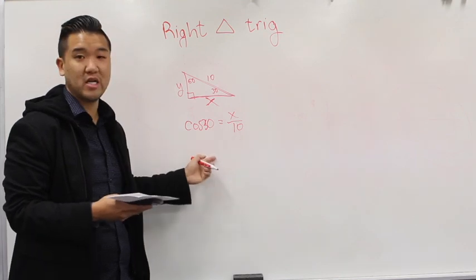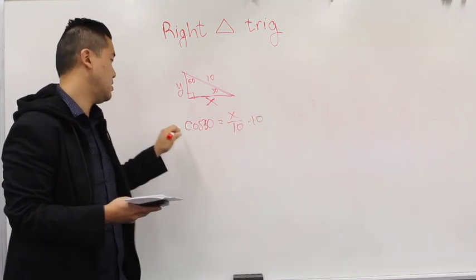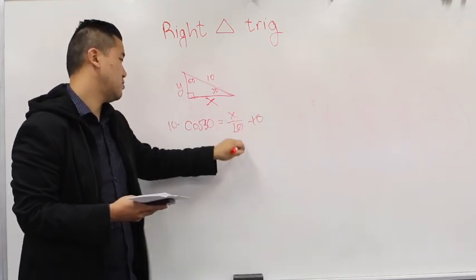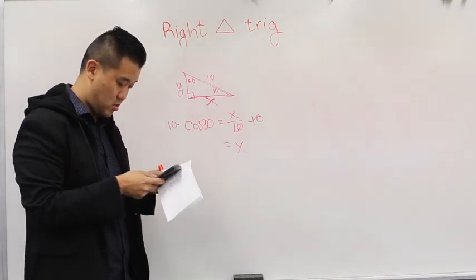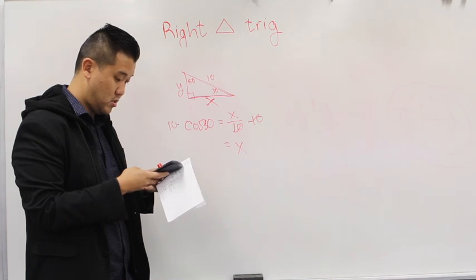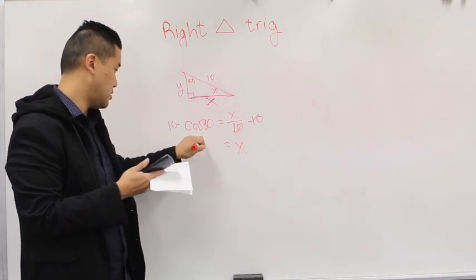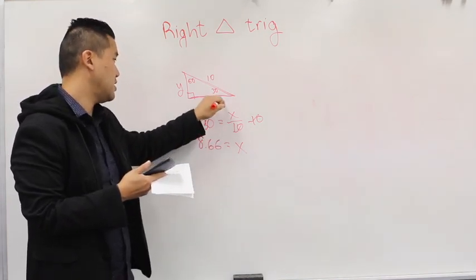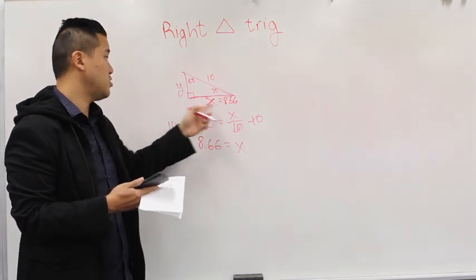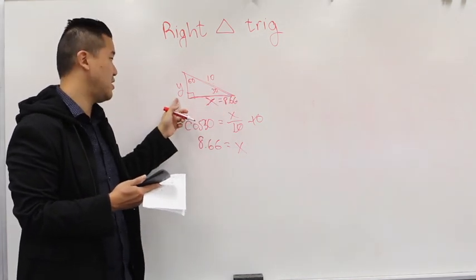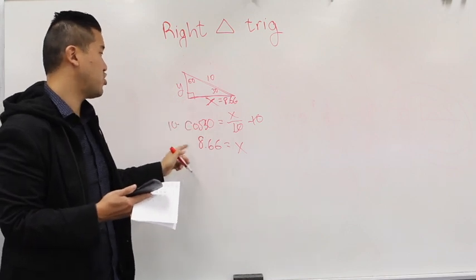We set up an equation, now we solve for x, so you just have to multiply by 10. So x is going to be, let's try that, 10 cosine of 30, which is going to be 8.66 roughly. So this guy is 8.66. And from here, we can use Pythagorean Theorem to find this guy, or we can use trig again.